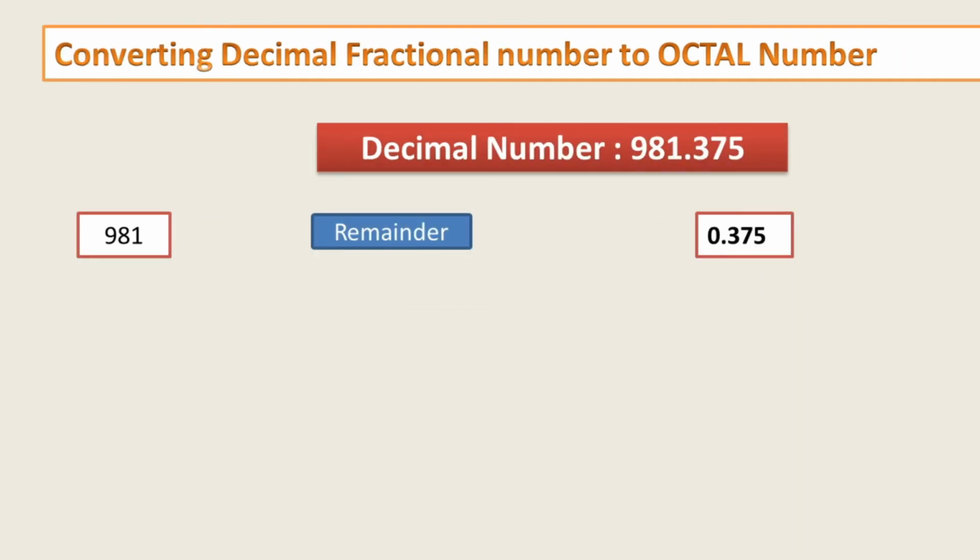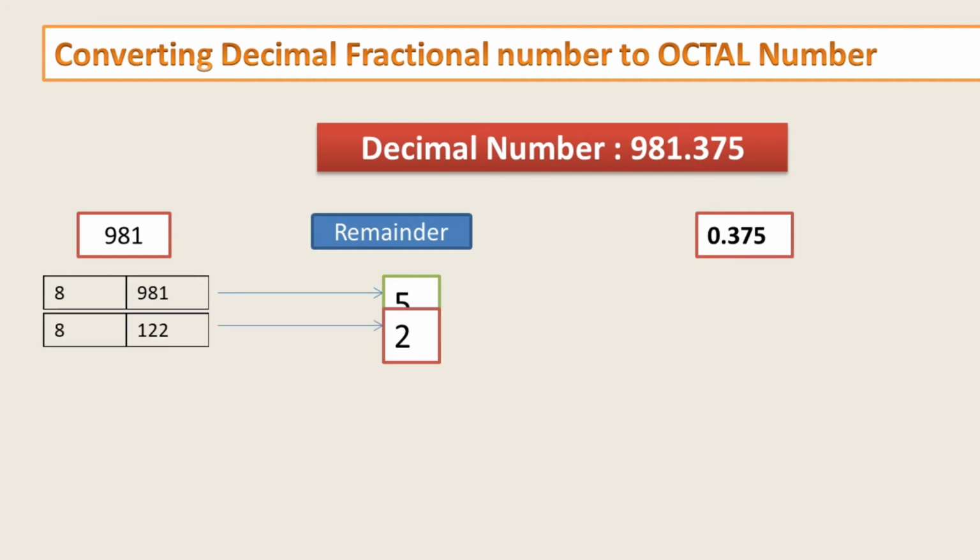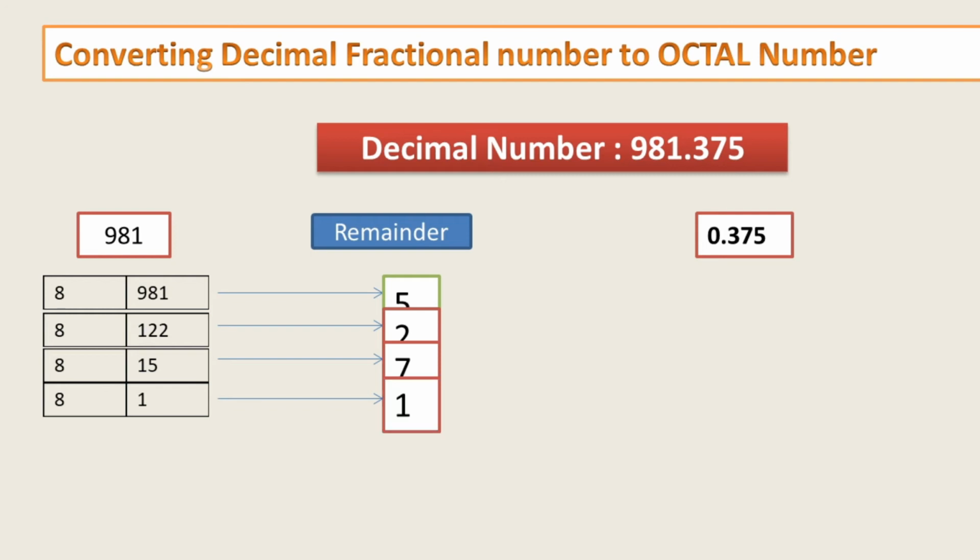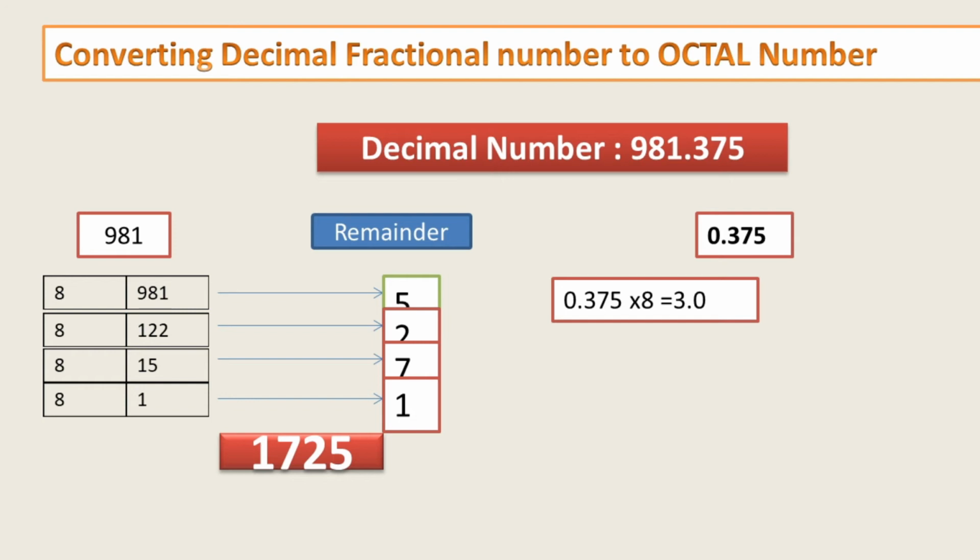Now if that decimal number has a fraction in it, how will we do it? The procedure is the same. First we store the remainders, and then for the fractional part we multiply. For binary we multiplied by 2. Now for decimal to octal we multiply it by 8. Here the number after the point was 375.